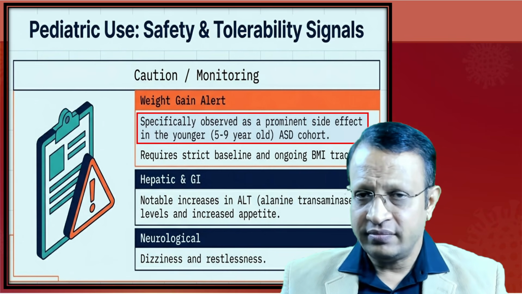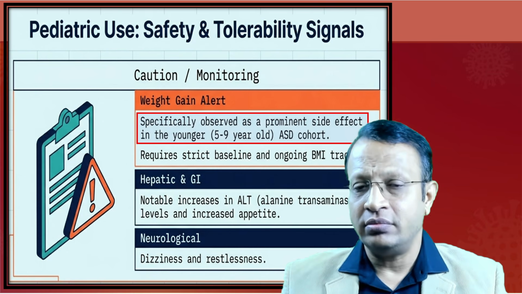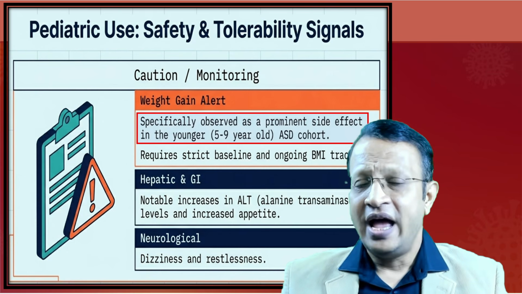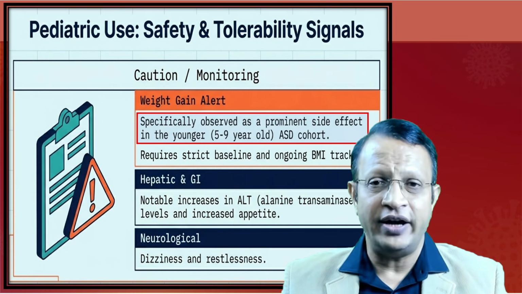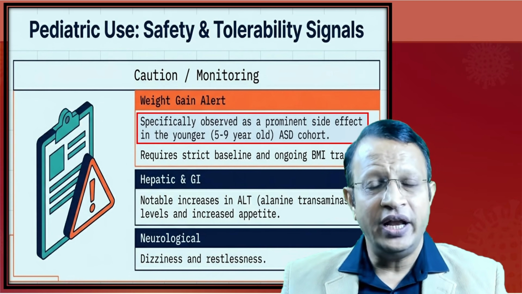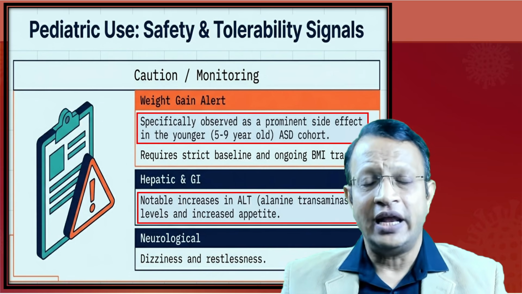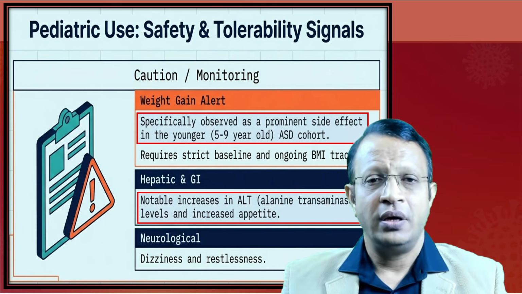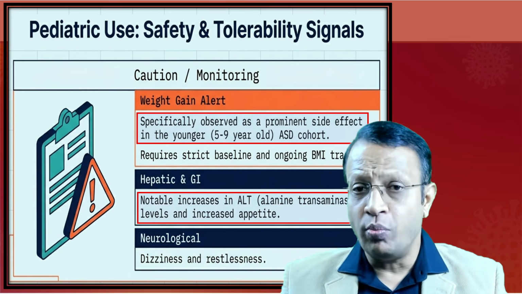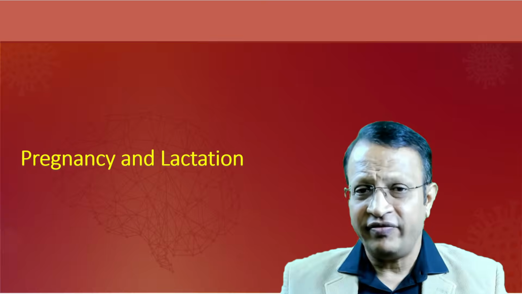So, my dear friends, in the age of 5 to 18 years, and specifically at the age of 5 to 10 years, we need to monitor the BMI when we are giving cariprazine, especially in autism patients, and we need to monitor the enzymes of LFT.